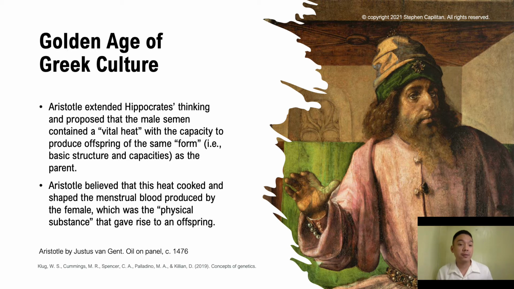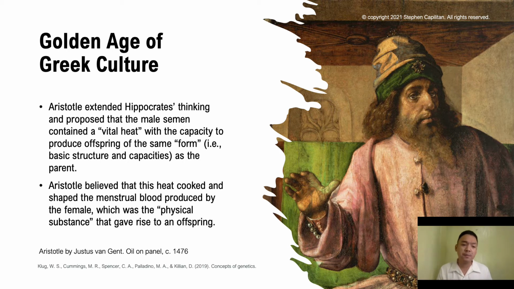Another story from the Greek culture is that Aristotle extended Hippocrates' thinking and proposed that the male semen contains a vital heat, and it has the capacity to produce offspring of the same form, and it follows the basic structure and capacities of the parent. Okay? Aristotle believed that this heat cooked and shaped the menstrual blood produced by the females, and they gave rise to the physical substance and produced the offspring.